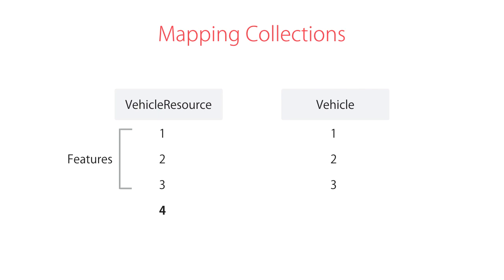So the algorithm we need to implement here is that we need to iterate over the list of features in vehicle resource. And if there is a feature here that we do not have in our vehicle object, then we need to add it to our vehicle object.